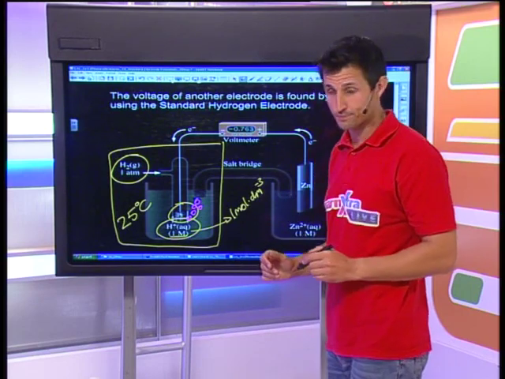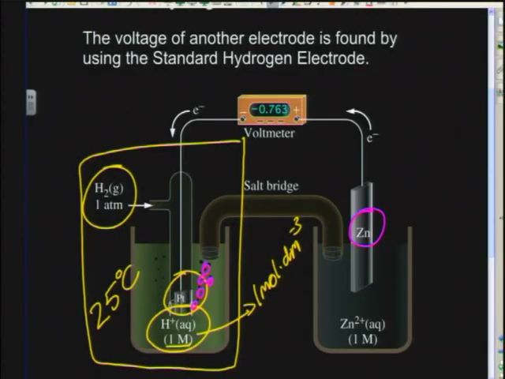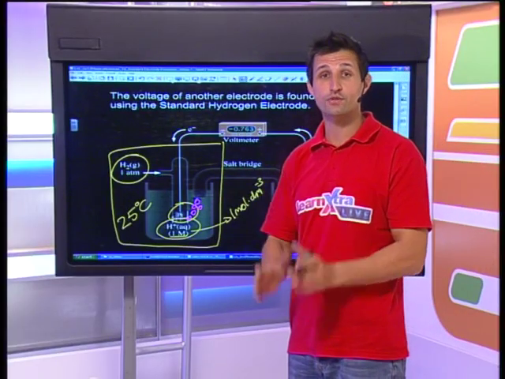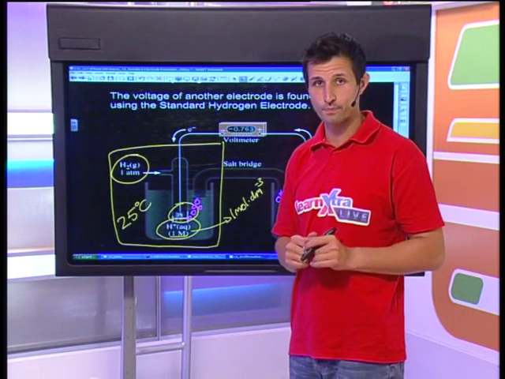What's going on over here? I've got zinc, and I've got zinc 2+. Now what happens over here is I've got both the ion and the metal. That means that both oxidation and reduction can take place. I could oxidize from zinc to zinc 2+, or I could reduce to go back. The reason that I have both is so that it can go both ways, because when we start this out, we don't actually know which way it's going to go.